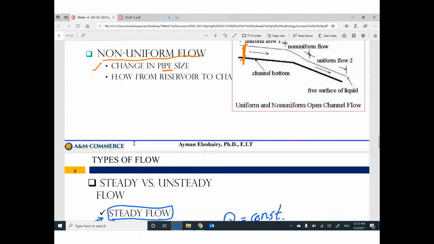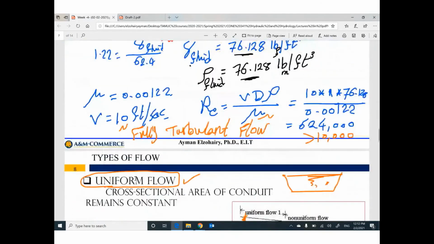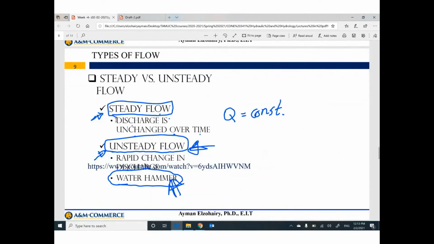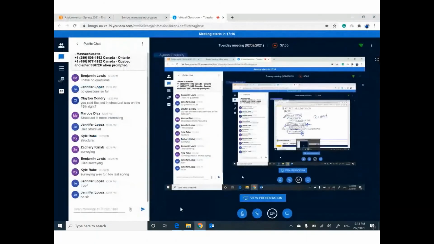Okay, so based on the Reynolds number, I can figure out what type of flow, laminar flow or turbulent flow. Based on the cross-section dimension or area, I can figure out if we have uniform flow or non-uniform flow. Based on the discharge value, if you have constant discharge, we have a steady flow. If the discharge rapidly changes, we have unsteady flow. Any question?